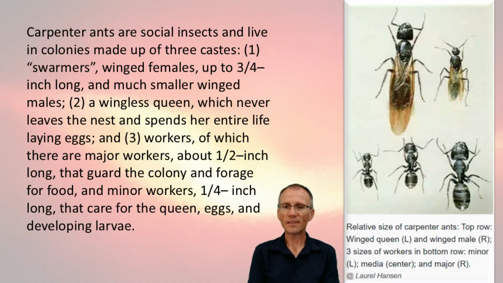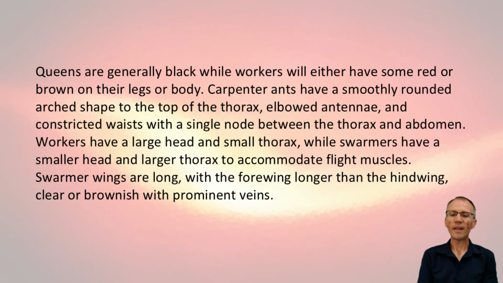Carpenter ants are social insects and live in colonies made up of 3 castes. 1. Swarmers, winged females, up to 3/4 inch long, and much smaller winged males. 2. A wingless queen, which never leaves the nest and spends her entire life laying eggs. And 3. Workers, of which there are major workers, about 1/2 inch long, that guard the colony and forage for food, and minor workers, 1/4 inch long, that care for the queen, eggs, and developing larvae. Queens are generally black, while workers will either have some red or brown on their legs or body.